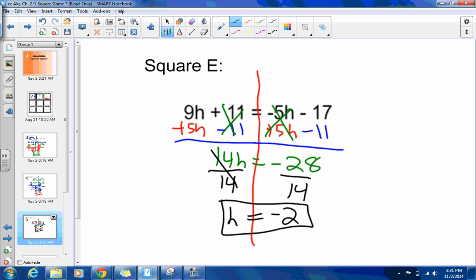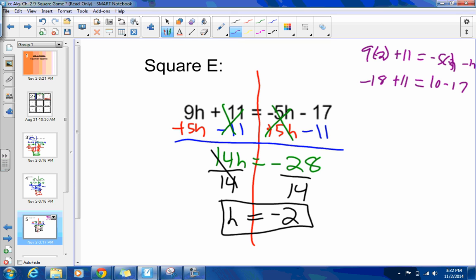All right. And again, I think it's a very, very good thing to go back and check your answers. You can say, I'm going to plug this negative 2 back in for h. I'll do it over here to the right in small. So it'd be 9 times negative 2 plus 11 equals negative 5 times negative 2 minus 17. I know it's kind of hard to see there, but 9 times negative 2 is negative 18 plus 11 equals negative 5 times negative 2 is 10, two negatives, minus 17.